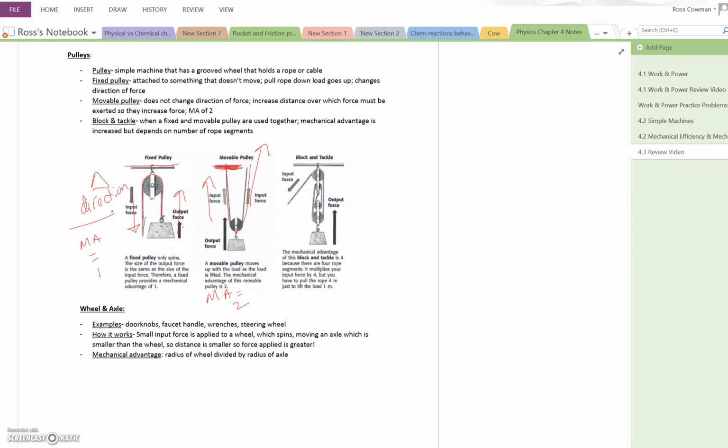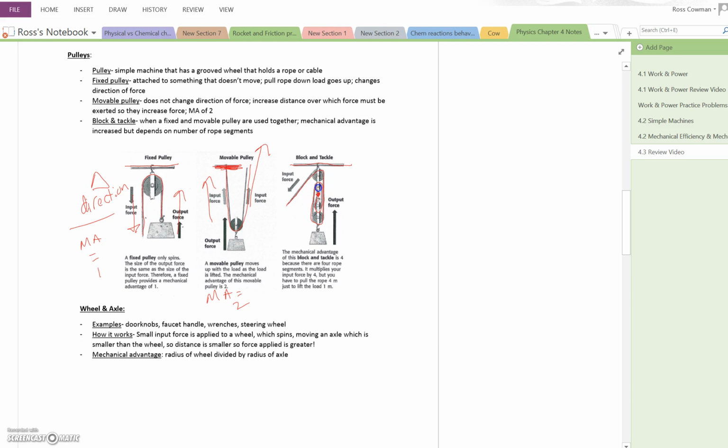The block and tackle, so this is this one here, still attached to a fixed object, but then you have a whole number of pulleys, and every pulley that this winds through here is going to multiply the mechanical advantage.